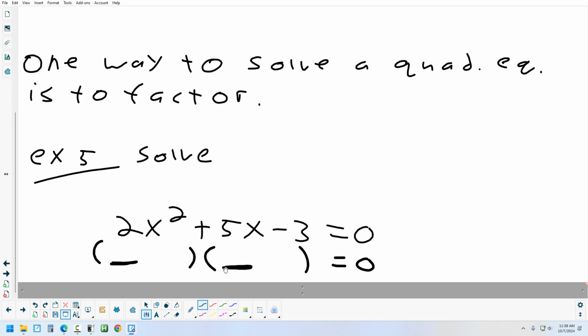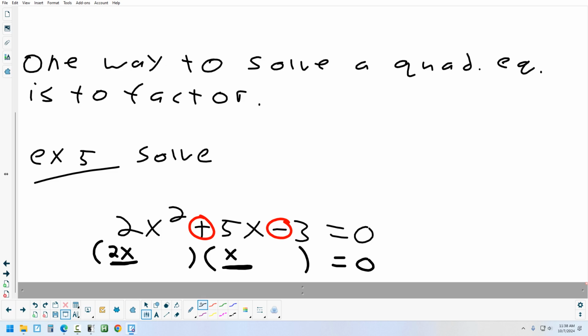X times 2x. Yep, so 2x and x. That's perfect. Now we need the signs in the middle. They're either both positive, both negative, or one of each. And that tells you what you need to put down below. You don't always just copy them. You have to look at it and kind of analyze it.